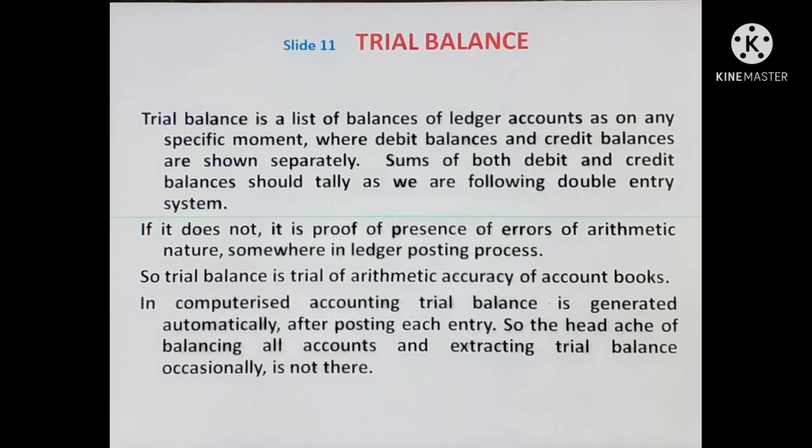Sums of both debit and credit balances should tally as we are following the double entry system. Normally, if there are no arithmetic errors, the total of debit balances and total of credit balances is to tally. If it does not, it is proof of the presence of errors of an arithmetic nature somewhere in the ledger posting process. So, trial balance is a trial of arithmetical accuracy of books of accounts.